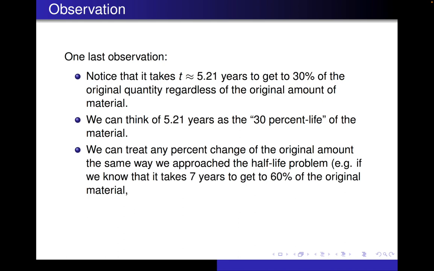So for instance, if we know that it takes 7 years to get down to 60% of the original material, we can play that same game we played before by setting the 60% of the original material, that's 0.6 times a, and then plugging in time equals 7 into the function to get a times b to the 7th, and solve for b, right? And notice that in that equation, just like before when we were able to cancel out those a's by dividing both sides by a, we can do that in this equation as well. So some interesting things happening there.